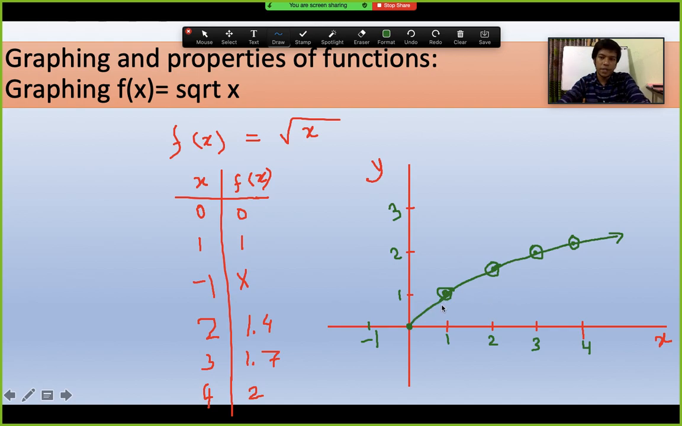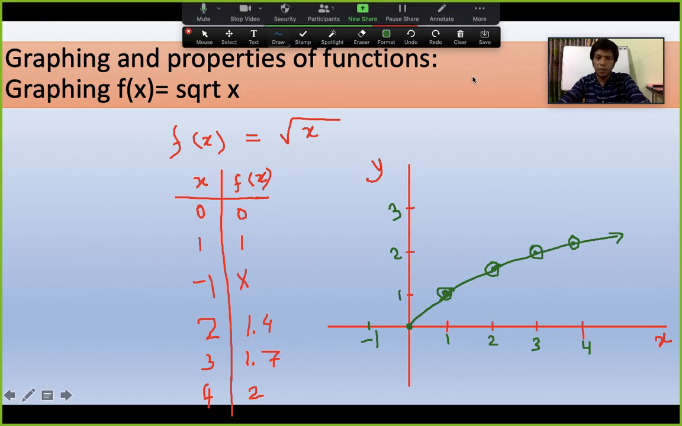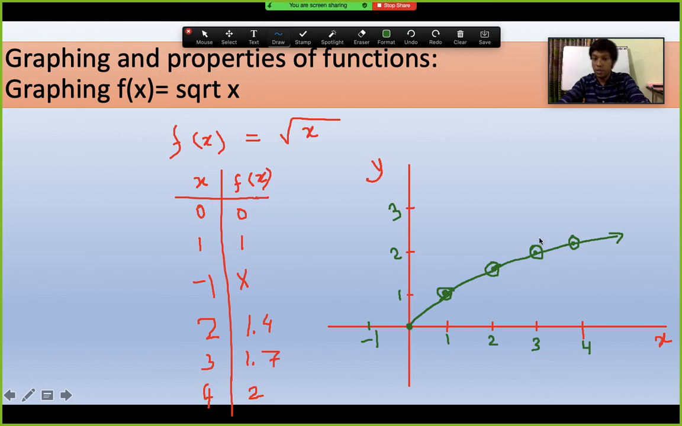This function is actually not even, not odd, because it does not have any reflection across the y-axis or reflection about the origin. So this graph is not even or odd. These are the properties of this function. These are the things that we understand by looking at this function.